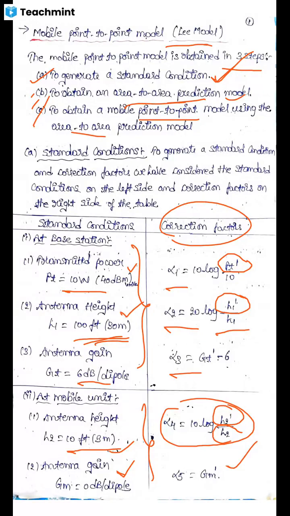Similarly at the mobile unit, the standard condition for the height of the mobile unit is 10 feet. And if I want to apply the correction factor, it is 10 log H2 dash by H2. And gain is 0 dB per dipole, and the correction factor is gm dash. This is the first step.